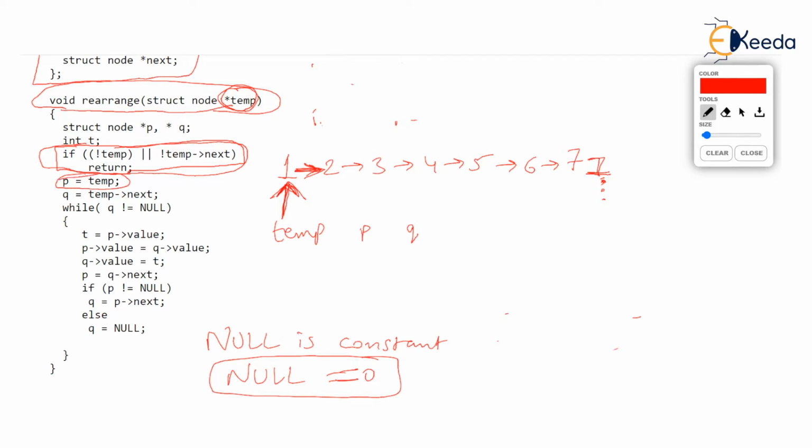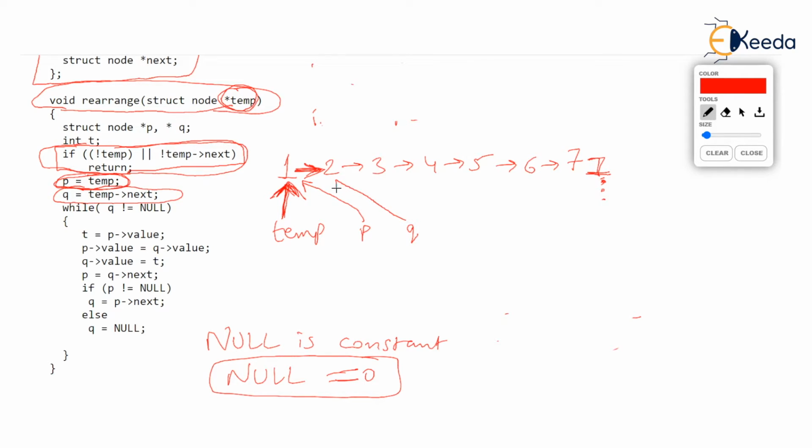Now what is p equal to temp? P equal to temp means p should point wherever temp points. So p will point, check the picture, to 1 because temp is pointing to 1. The next line says q equal to temp arrow next. Q equal to temp arrow next means q should point wherever temp arrow next points. Observe that temp arrow next, see the cursor, is pointing to 2. That means q will point to 2.